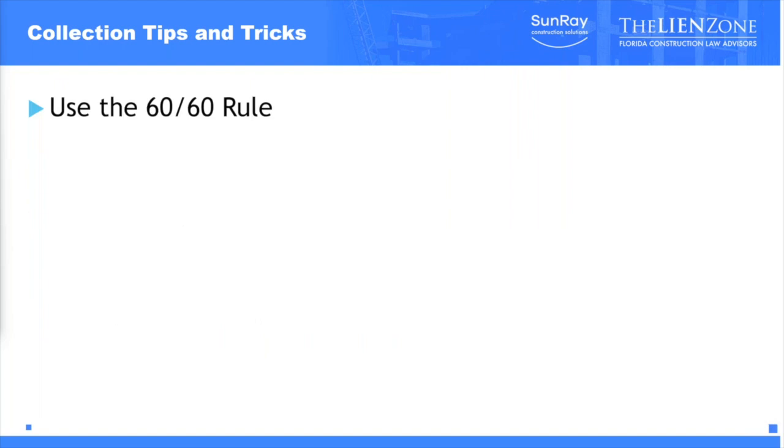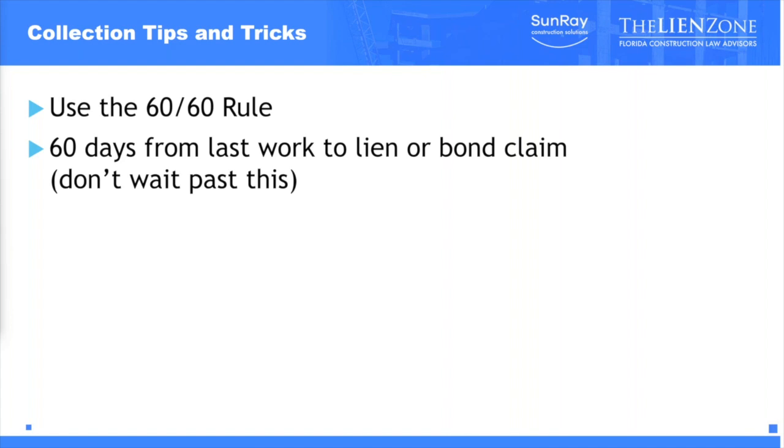Okay, last tip, use what I call the 60-60 rule. 60 days from your last work, you need to start the lien process or bond claim process. Don't wait past this date. Don't wait until the 88th day, the 85th day. And the reason is that it takes time. When you use Sunray to do the claim of lien or the bond claim, they're very fast, they're very efficient. If you do it yourself, maybe you can do it quickly, but it takes time to gather the information. Maybe someone's on vacation. It's got to get timely served. It's got to go to recording. All of those things take time. Do not wait till the last minute.